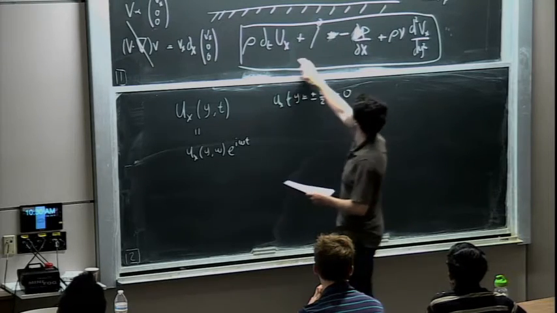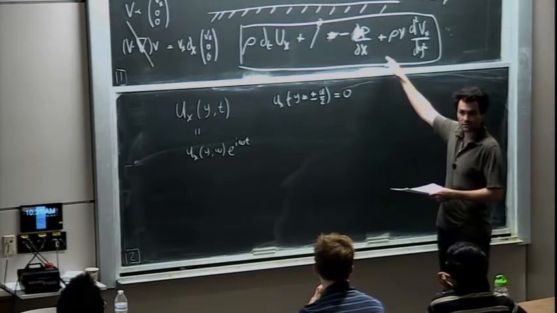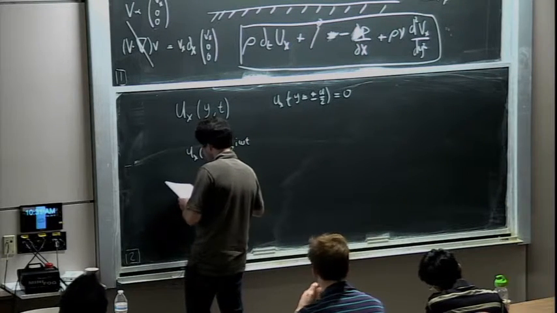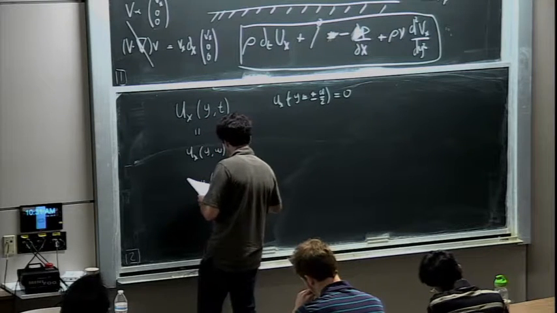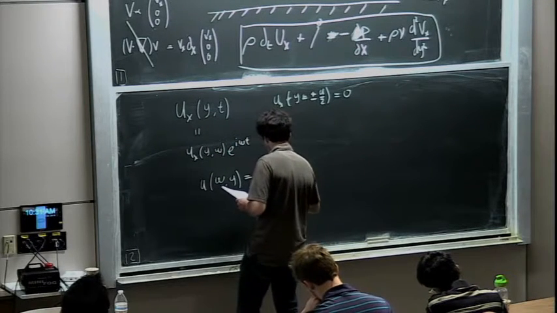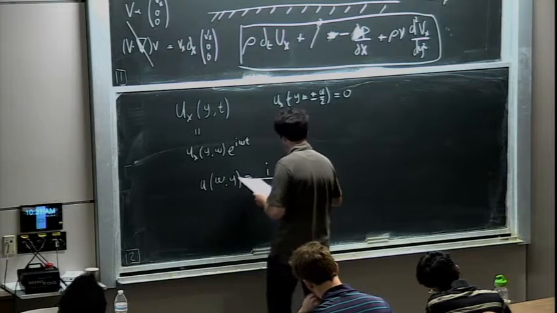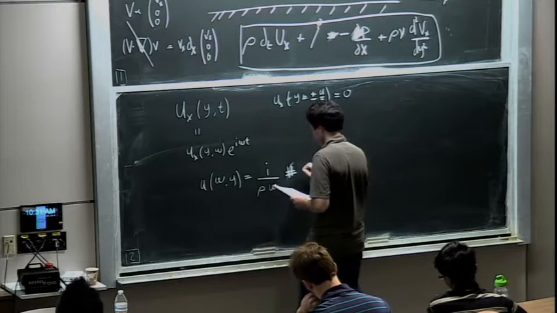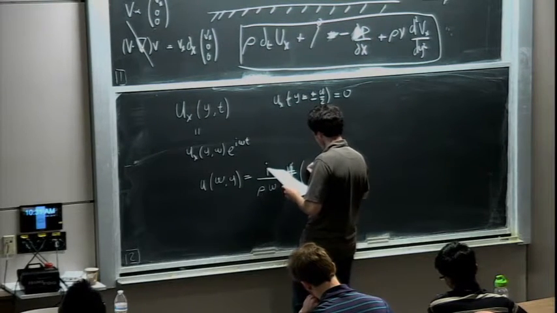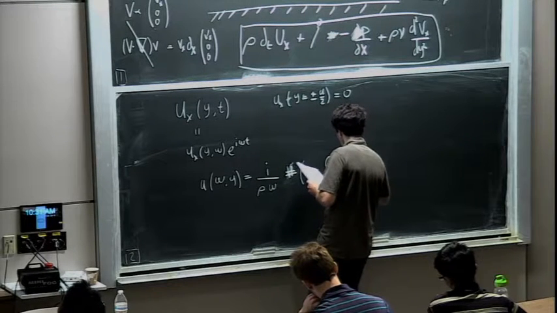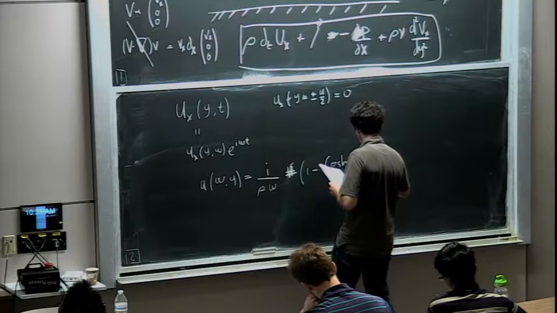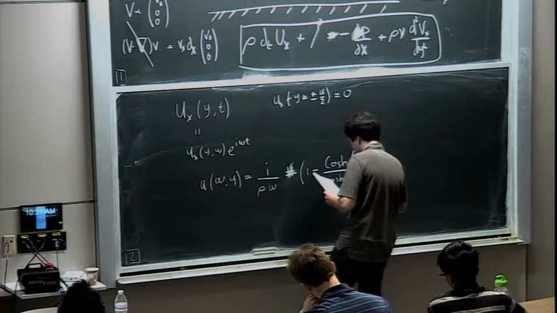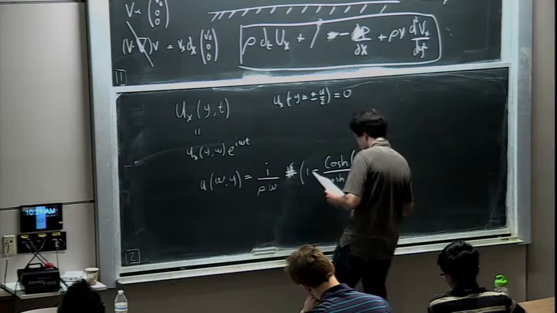Okay, so the equation is a kind of familiar one. It's a diffusion equation, right, with a forcing term. And the solution in this case that satisfies the boundary conditions is u of omega and y equal to i over rho omega, our gradient, which is going to be hash in this case over here, times 1 minus cosh of ky over cosh of ka over 2.